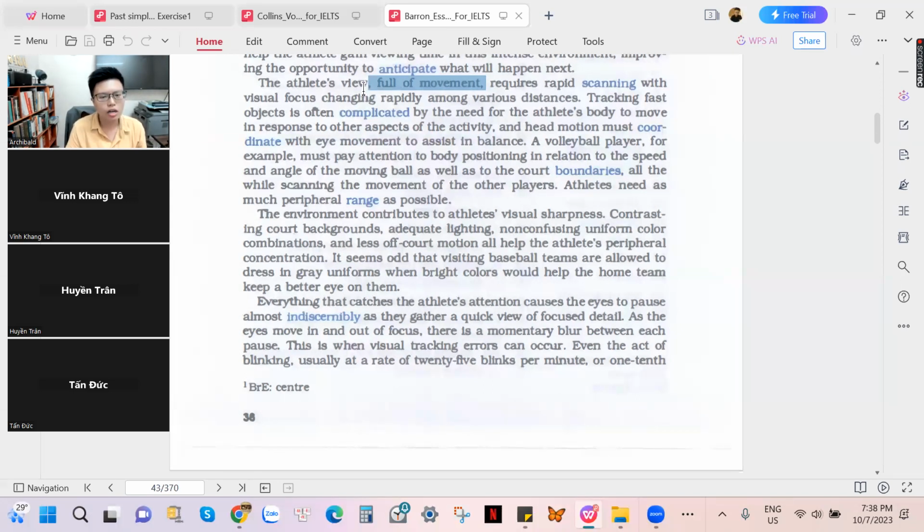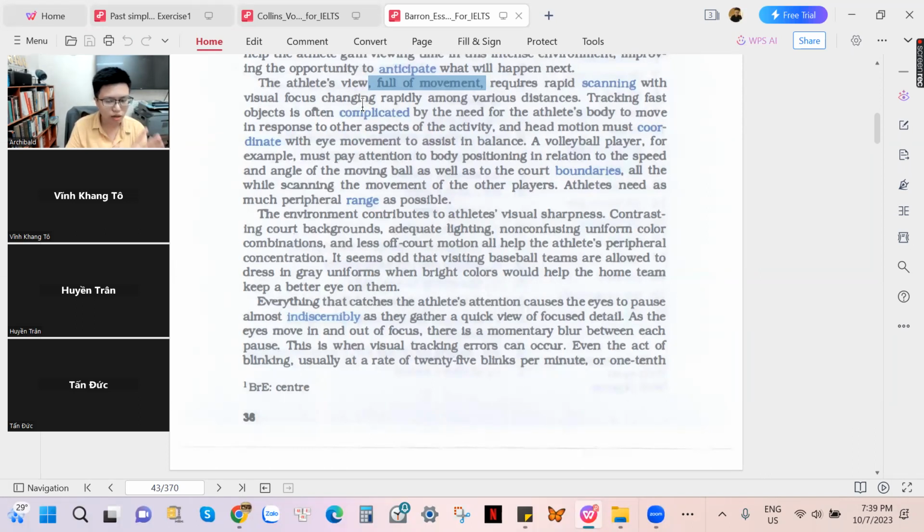We just need to care about the subject. So here the subject is the atlas view, and the action verb is required, and the object is rapid scanning with visual focus changing rapidly among various distances. A very long object, right? A very long object, but no worries. You just need to ask yourself, what does the atlas view, the atlas perspective, require? What does it want, right? So after require, you see a lot of things.